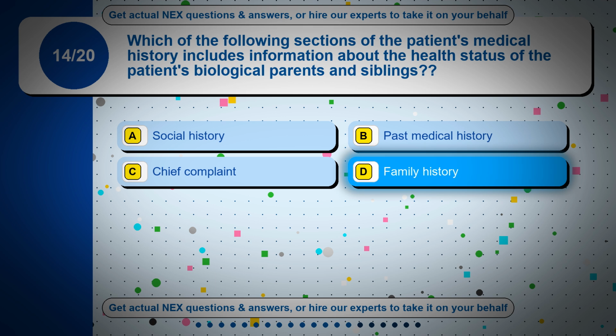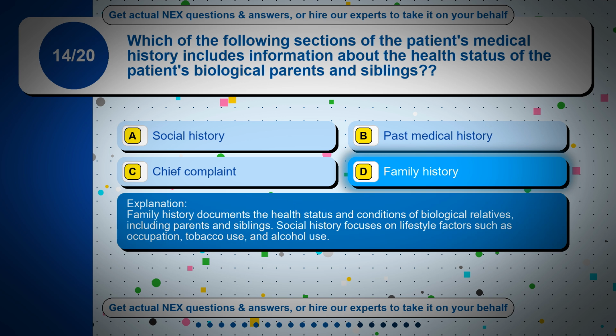The correct answer is option D. Family history. Family history documents the health status and conditions of biological relatives, including parents and siblings. Social history focuses on lifestyle factors such as occupation, tobacco use, and alcohol use.